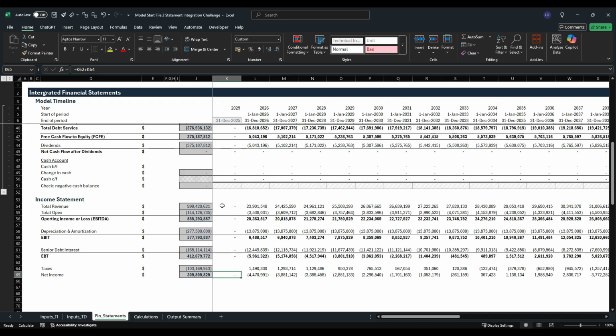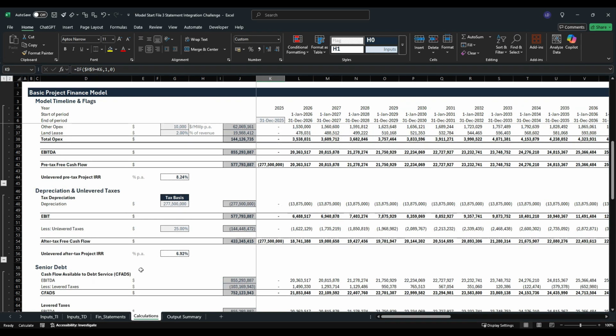And you can see that we are left with $309 million net income. So certainly the project will be profitable. Depreciation and amortization reduces our overall EBITDA from 855 million to 577 million EBIT. And then further we have tax deductible interest expense, which reduces our overall taxable income further to $412 million, which is why for our levered case, we ultimately pay less taxes than for our unlevered case.